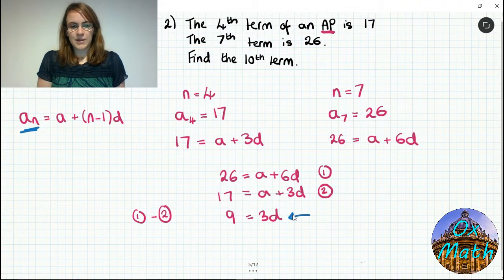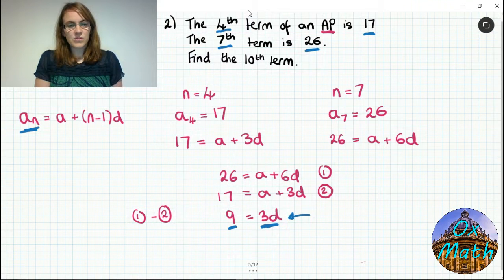But if we think about what this actually means, this means that 3 lots of d, 3 lots of the difference, is 9. If we go back to our question, we were told the 4th term and the 7th term. That means that to get from the 4th term, we go to the 5th, the 6th, the 7th. So we add on the difference 3 times, which is our 3d. And the difference between our two terms, 17 and 26, is 9. So we could have got straight to this equation from the question, but it's good to do it using simultaneous equations because it's easy to make mistakes in your head, but then check that it makes sense.